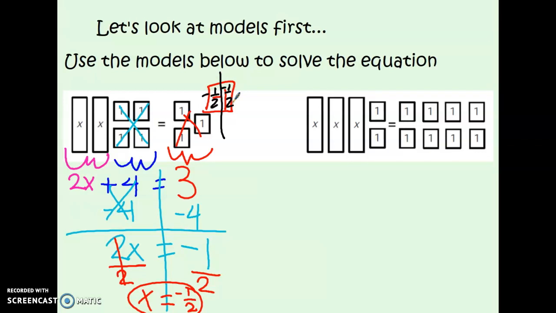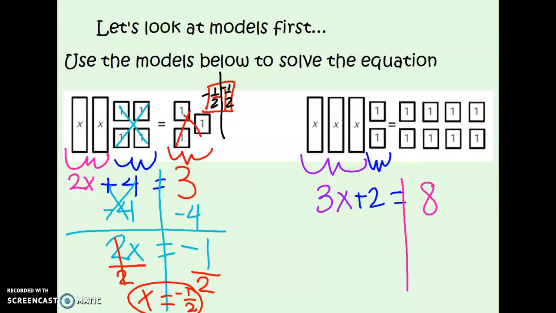Okay, so let's look at the next model. Again, we're going to identify all of the parts. So I've got 3 x's this time. I'm adding 1, 2 to that. And it is equal to 1, 2, 3, 4, 5, 6, 7, 8. Okay, so again, we want to isolate the variable, starting with addition and subtraction. So I'm going to start here. I've got this plus 2, so I want to get rid of that, so I'm going to subtract it. When I subtract it, it goes away from here.